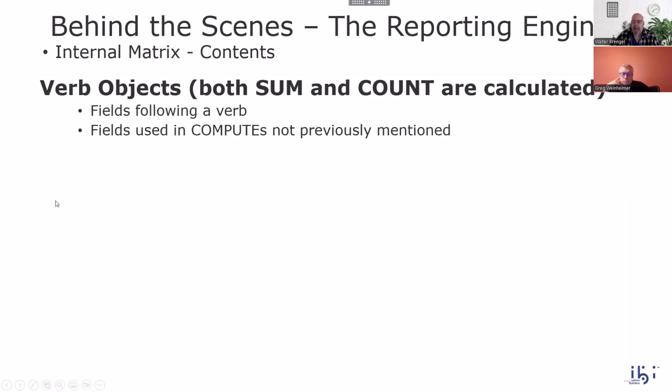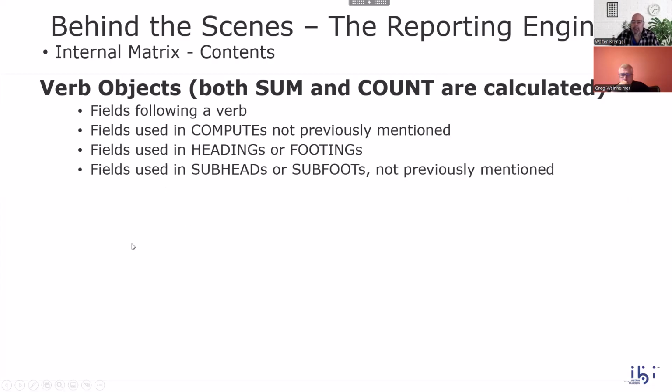So if I have SUM DEALER_COST, RETAIL_COST, and I COMPUTE PROFIT as RETAIL_COST minus DEALER_COST, the retail cost and dealer cost will only be added to the matrix the 1 time because you reference it as a verb object. Any fields used in headings, footings, subheads, subfoots. Missing fields are not counted.